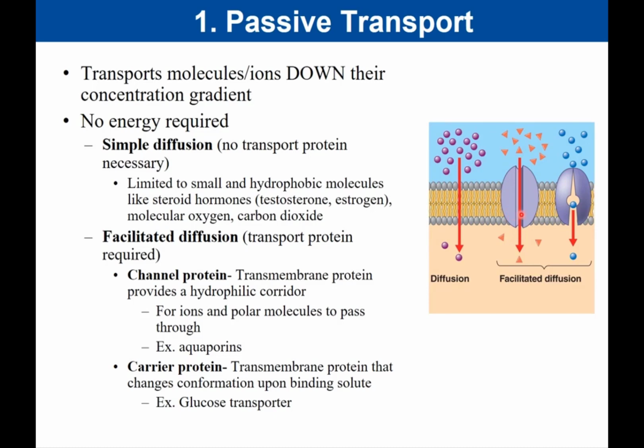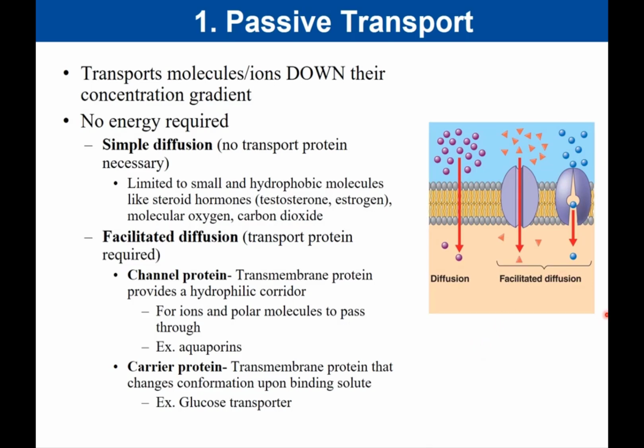And this transport protein, like for example this one here, that's a channel protein, and it basically provides a hydrophilic corridor, meaning that the amino acids from this protein that are in the middle are also hydrophilic, which allow these hydrophilic molecules to be able to cross the membrane. And so this is going to be used for ions and polar molecules. An example of this, aquaporins. If you think of aqua, you think of water. Porins are pores. Aquaporins are channels that allow water to cross into or out of the cell.